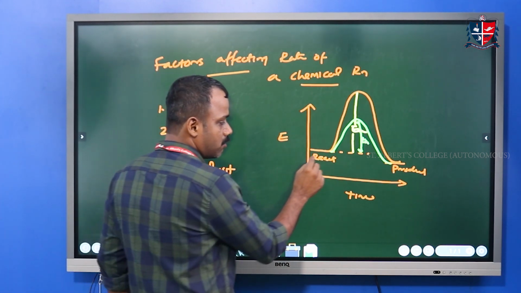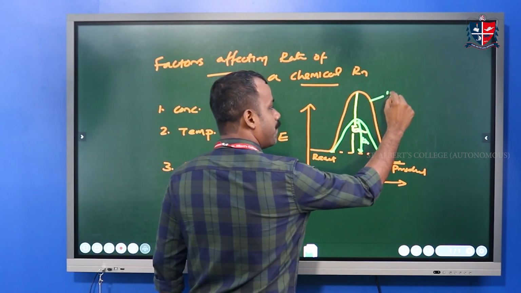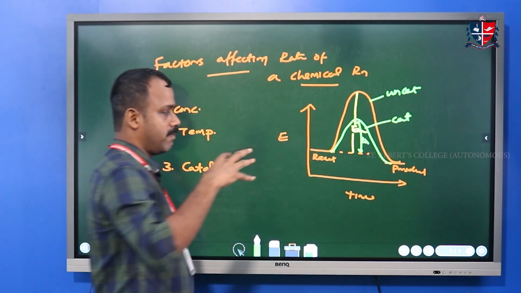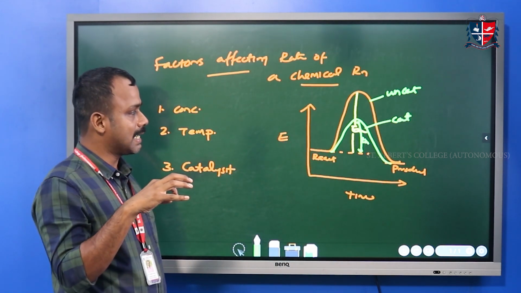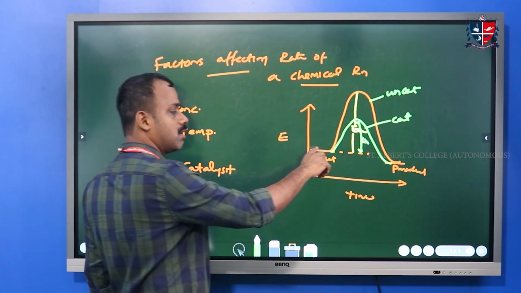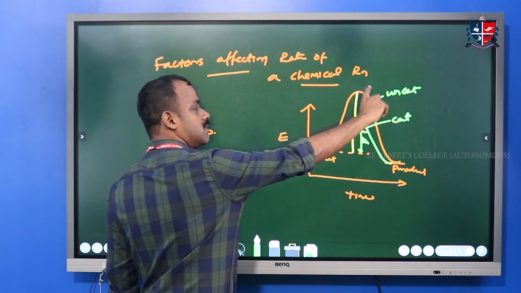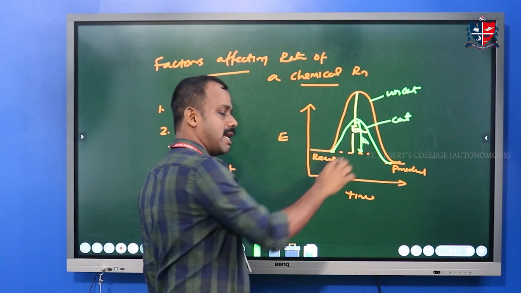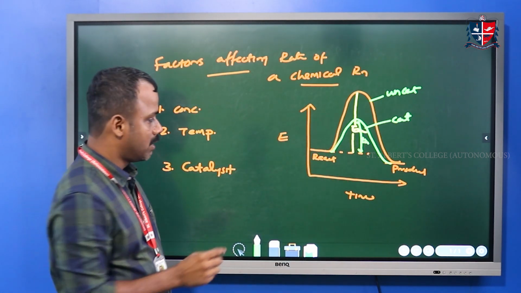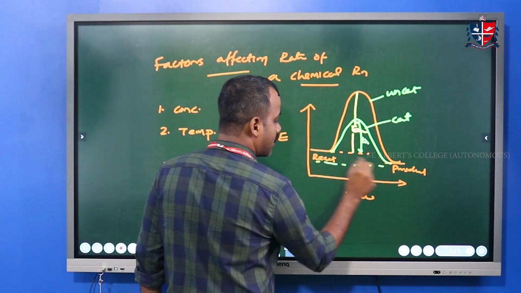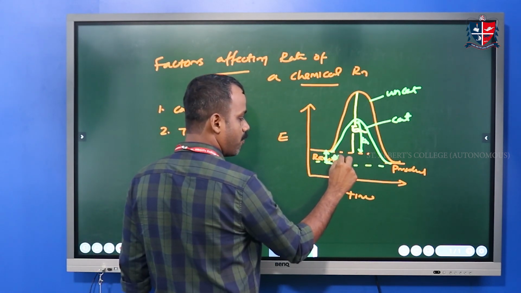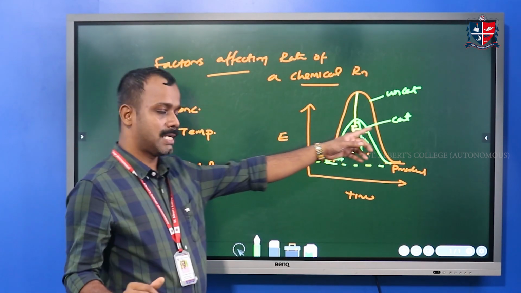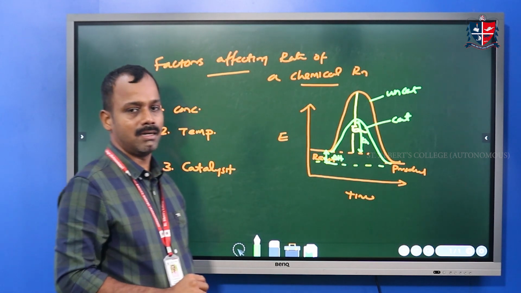But if we look into that, this is uncatalyzed. This is catalyzed reaction. So the major difference is that in an uncatalyzed reaction, the reactant molecule has to cross over this high energy barrier, whereas in the case of catalyzed reaction, the energy barrier decreases. But the delta H, this is the delta H, the energy of product minus energy of reactant. The delta H will remain the same whether it is catalyzed reaction or uncatalyzed reaction.